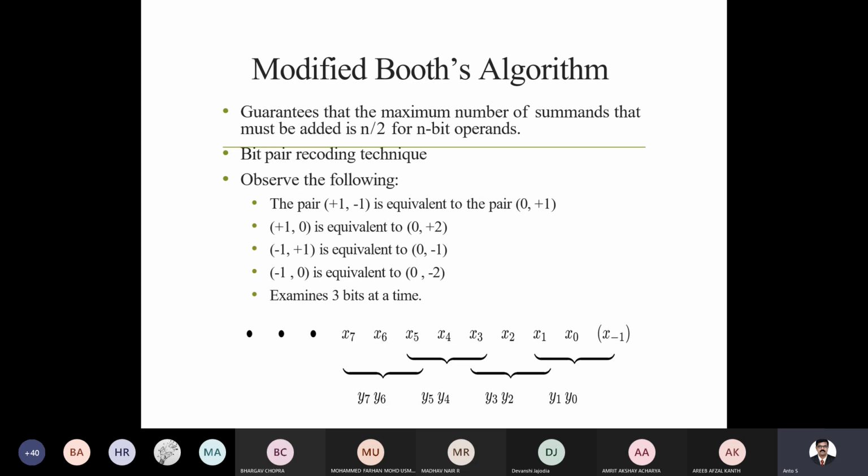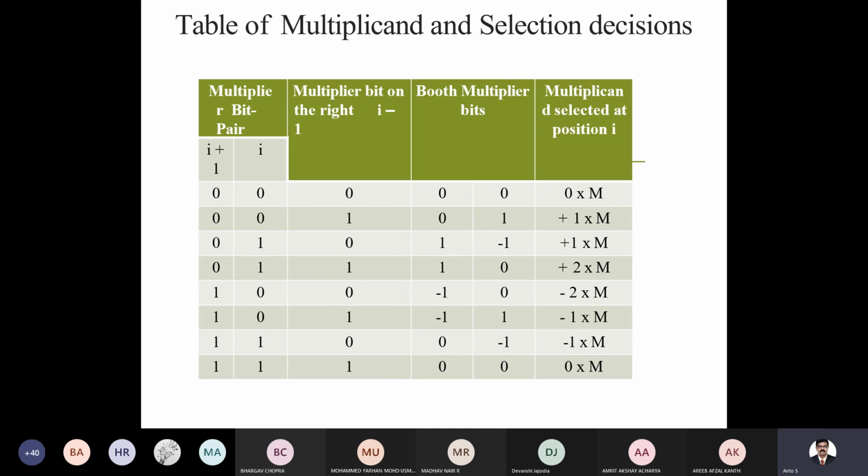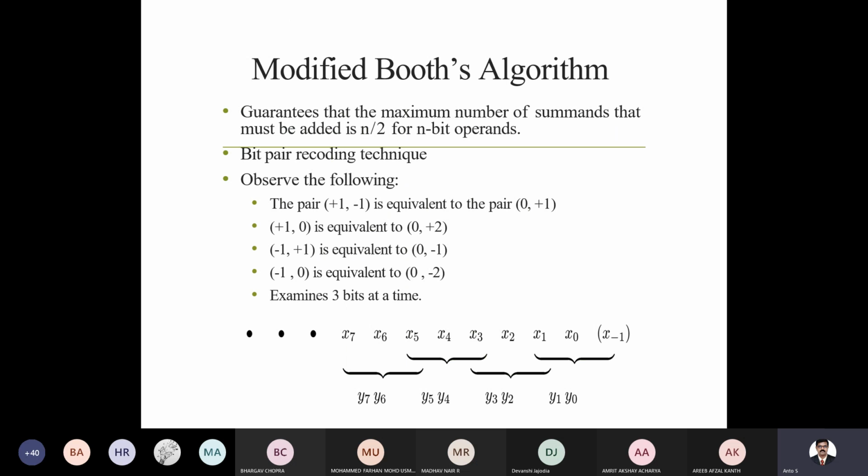So how is it being done? We are using a recoding technique. First, you will be doing pair recoding. Then we will have a table as shown. So you will be pairing. So we are reducing, maybe n to n by 2, reducing n number of digits in the multiplier into n by 2. So how do we reduce? That is called recoding. We are doing a process that is called recoding.